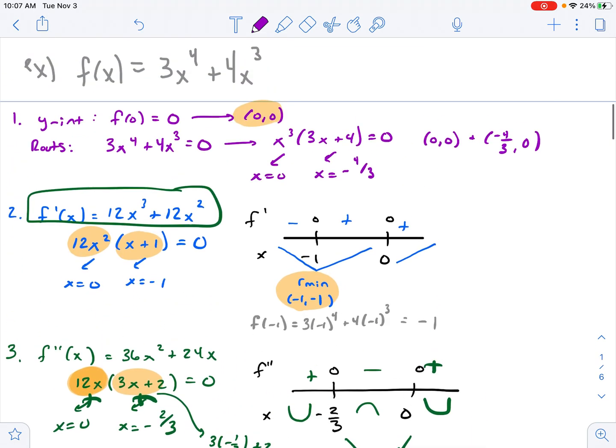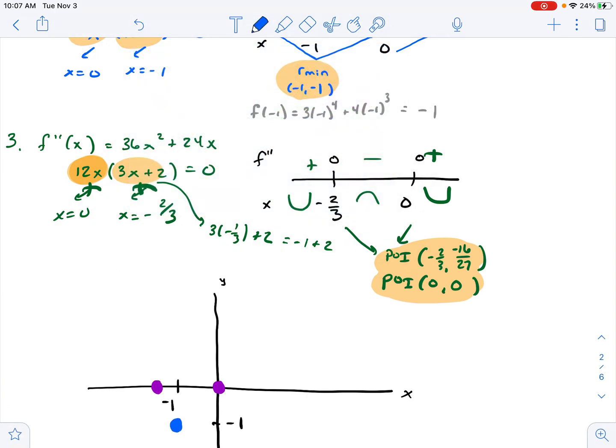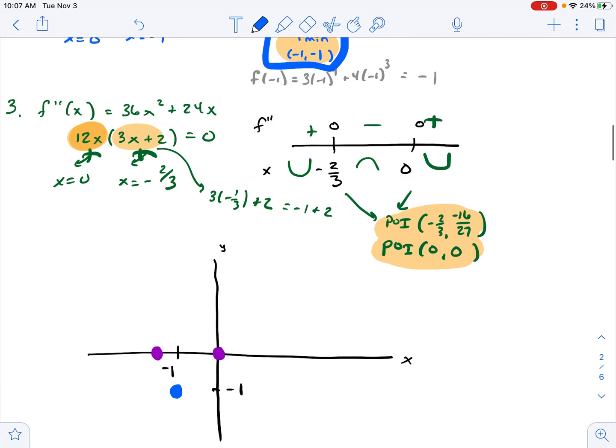There's that root. 0, 0 is the other root. So those guys I did in purple. That's these guys, okay? The relative min I'll do in blue. That was negative 1, negative 1. That's this guy. And then the points of inflection.